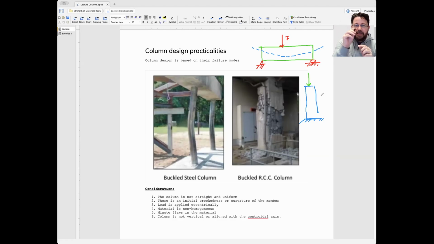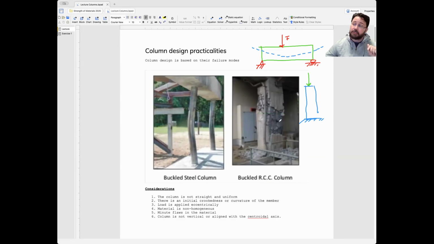But in columns, the force that creates that deformation is going to create even more deformation because of the deformation already existing, and we're going to see why. So columns might fail because they deform too much. They buckle, like this one here, and that's not good. Or, like in a reinforced concrete column, it just crushes and fails.